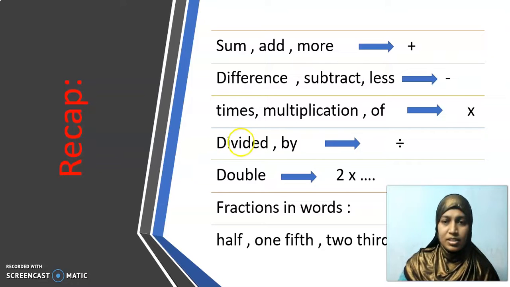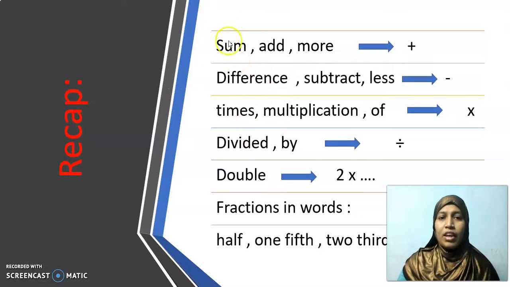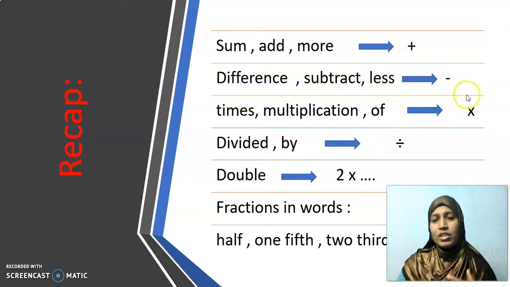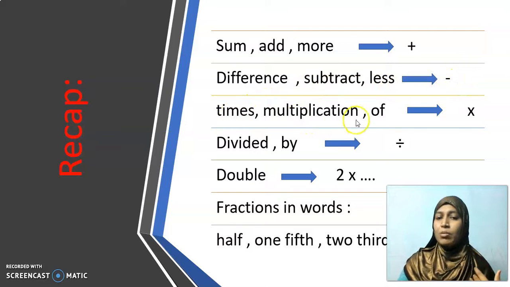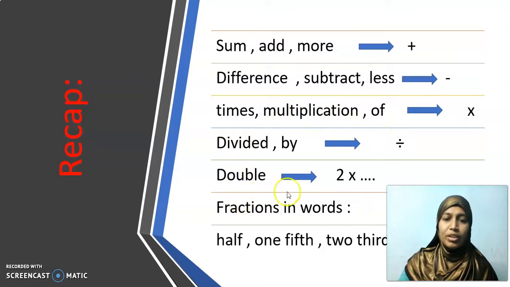So again the same recap. Add, more represent the plus sign. Difference, subtract, less, counting down, all these indicate decrease, so those words represent subtraction. Times, multiplication of, will denote multiplication. Divided by will denote division. Of course, we don't come across division most often, but you should know. Double means 2x, triple means 3x.